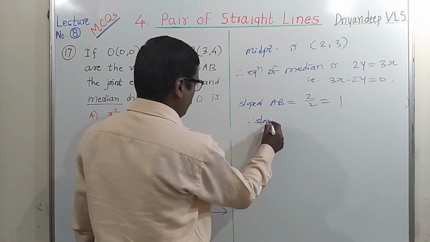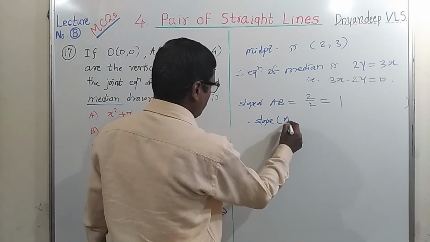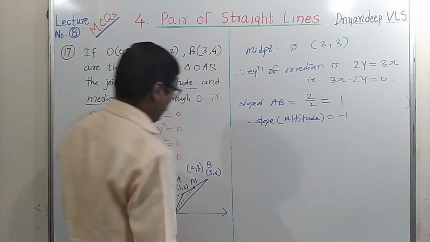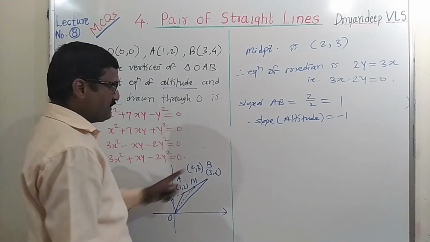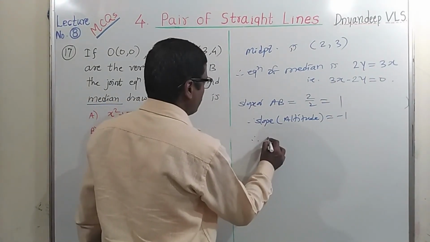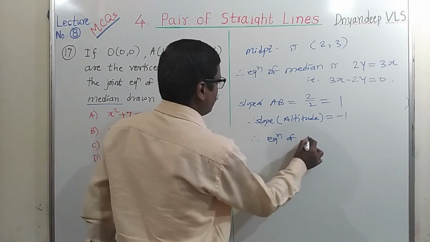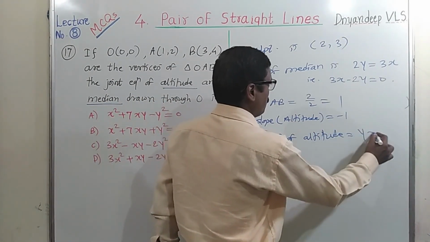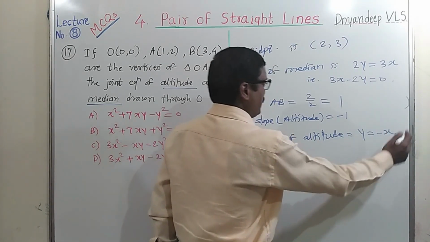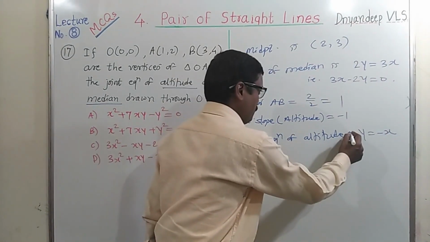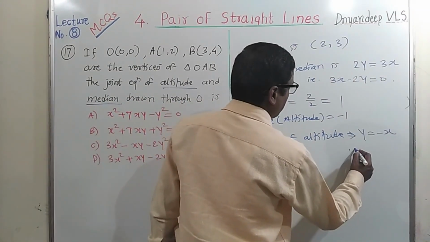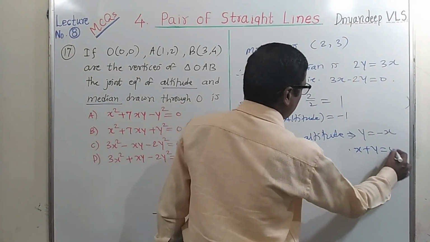So slope of this is 1, so the slope of its perpendicular is equal to minus 1. Therefore, slope of altitude is equal to minus 1. It is passing through origin and slope is minus 1. Therefore, equation of altitude is y equal to mx, that is y equal to minus x. It means x plus y equal to 0.